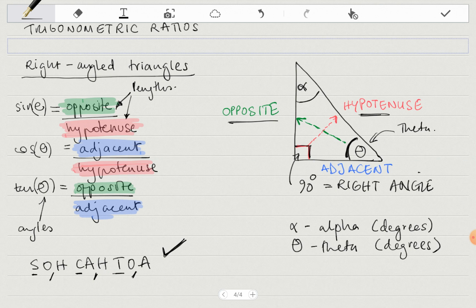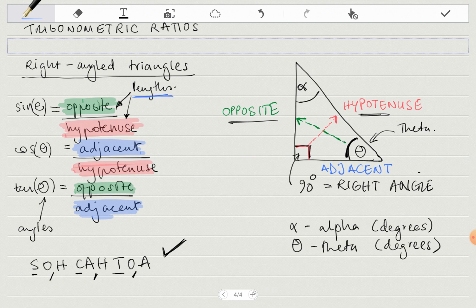Just an additional note here, pay careful attention to the fact that these are lengths: the opposite side, the hypotenuse, the adjacent, all of these things are lengths. You must be careful to note that these are definitely lengths.